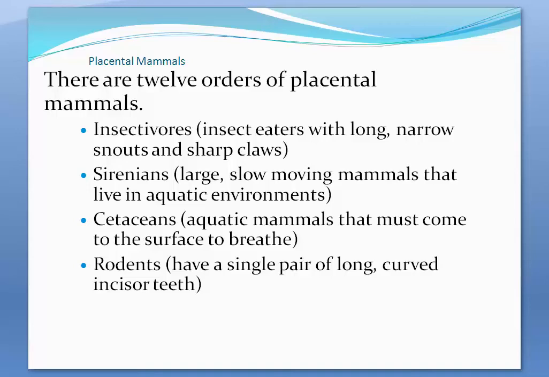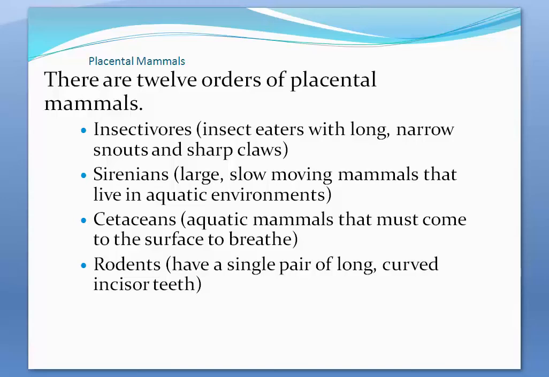So these are large, slow-moving mammals that live in aquatic environments. So this would be things like the seals or the manatees, things like that. So these are slow-moving mammals that live in aquatic environments. And then the next one is cetaceans. So you're going to have to maybe bear with me through the pronunciations of a lot of these. So we have cetaceans, and these are aquatic mammals that must come to the surface to breathe. So think of things maybe like the whales and the dolphins would fall into this group.